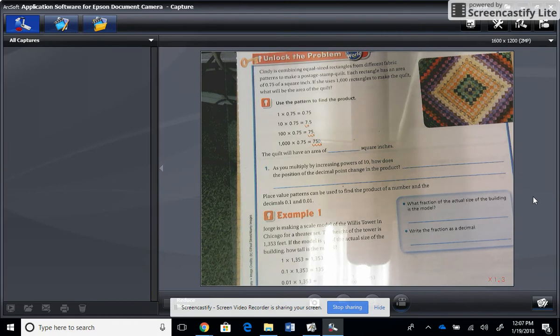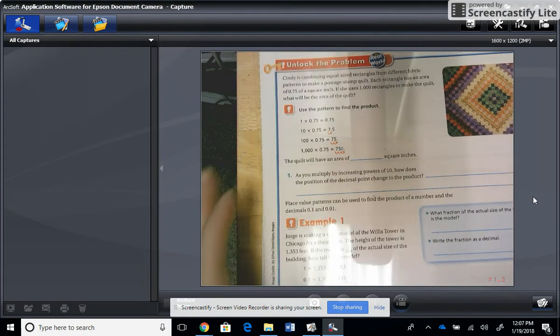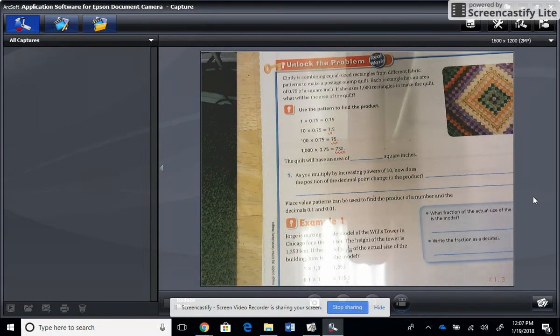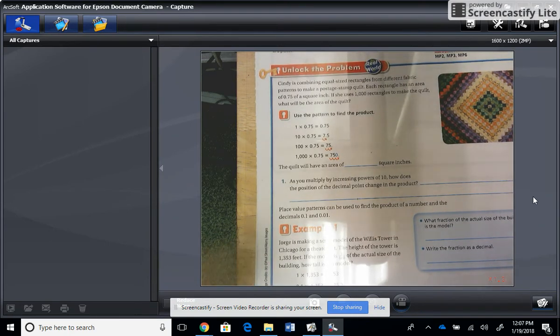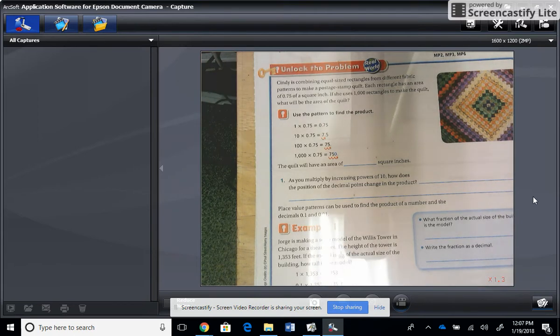All right, boys and girls, we're doing multiplication patterns with decimals. The essential question is, how can patterns help you place the decimal point in the product? This is pretty important to understand, especially with base 10, because multiplying decimals is going to become easy if you understand that you're just moving the place value.